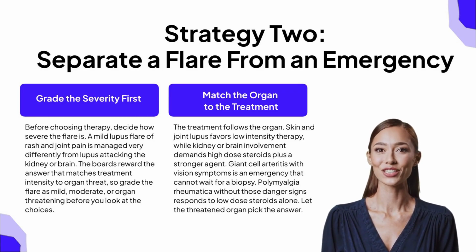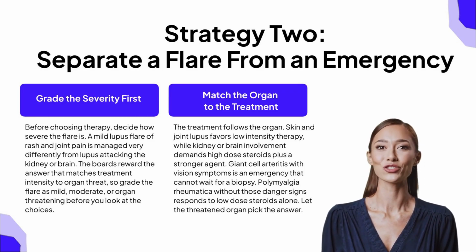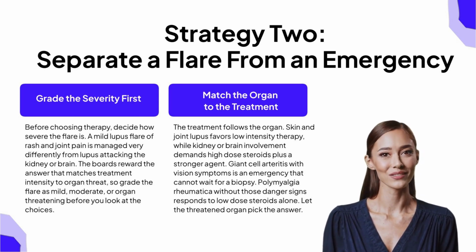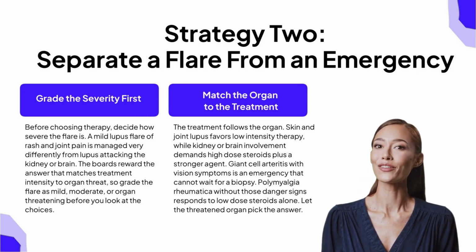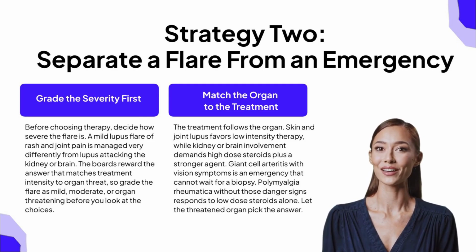Second, match the organ to the treatment. Skin and joint disease favors low-intensity therapy, while kidney or brain involvement demands high-dose steroids plus a stronger immune-suppressing agent. Giant cell arteritis with vision symptoms is an emergency that cannot wait for a biopsy, while polymyalgia rheumatica without those danger signs responds to low-dose steroids alone. Let the threatened organ pick the answer.